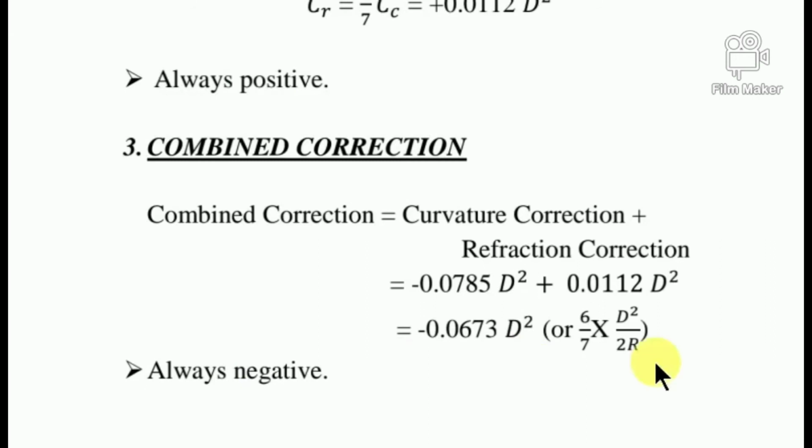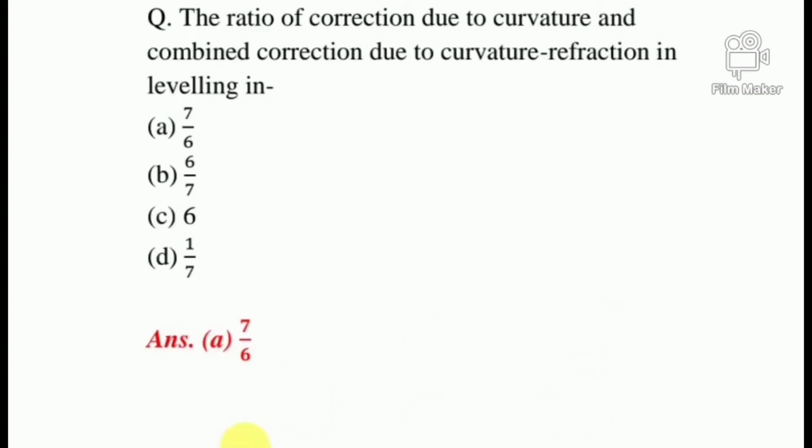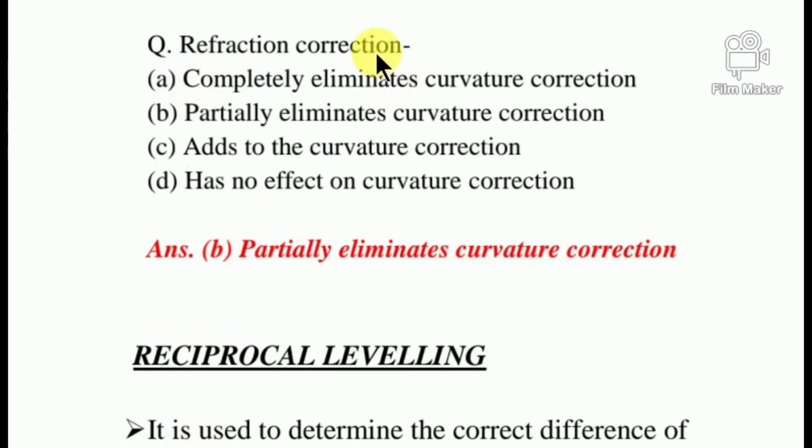That is divided by 6 by 7 d square by twice. This will be very easy after you without using calculator, because calculator will not be allowed in our exams. So directly after cancelling we will get the value. We will get the value as 7 by 6. That is option A.